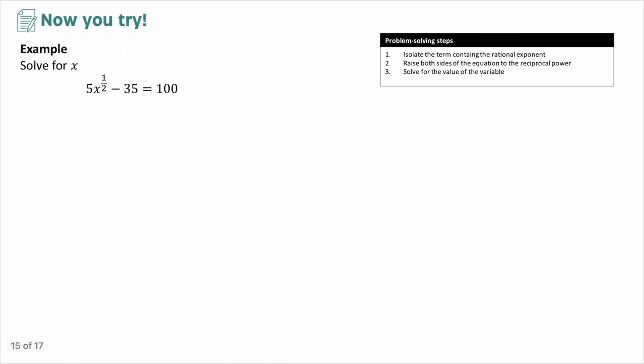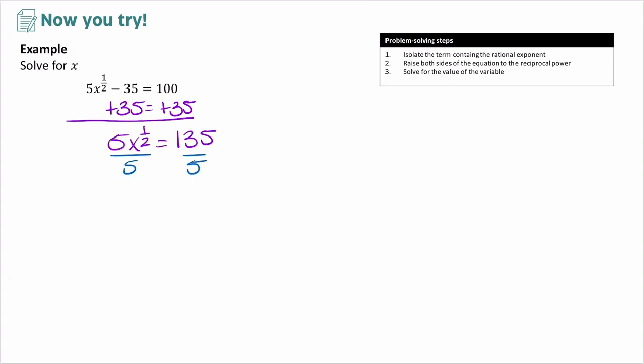So here, once again, we need to do some extra work to isolate that term that has the rational exponent. So I'm going to start off by adding 35 to both sides. And when I do that, I get 5x to the 1/2 is equal to 135. Now I'm going to go ahead and divide both sides of this equation by 5, and that's going to give me x to the 1/2 equals 135 divided by 5, and that is 27.